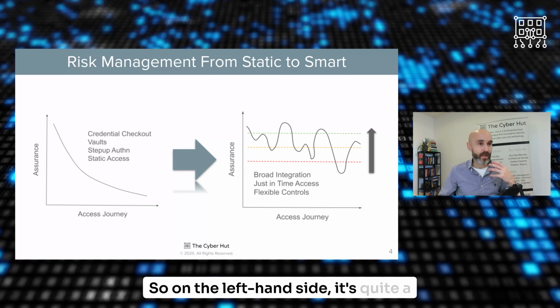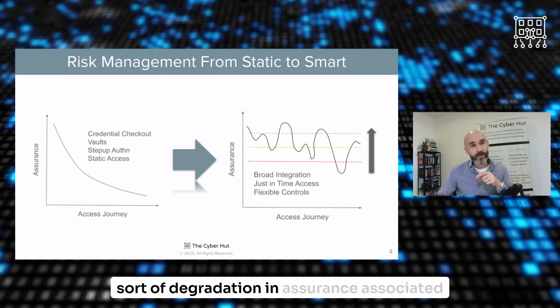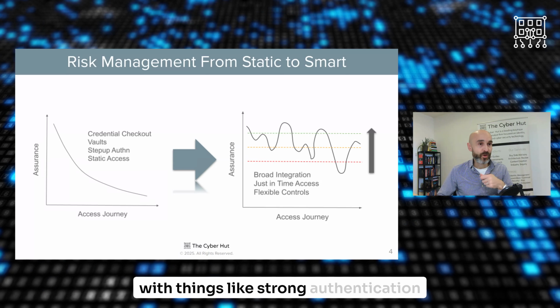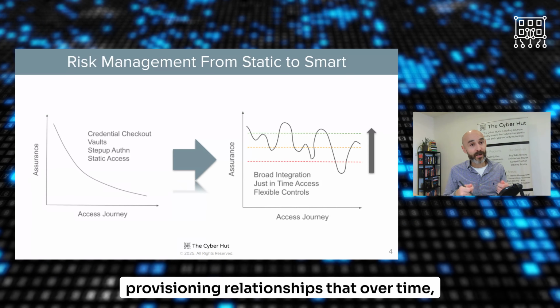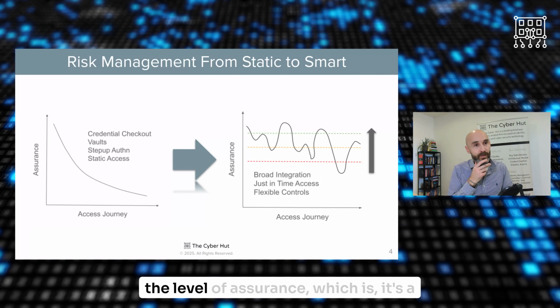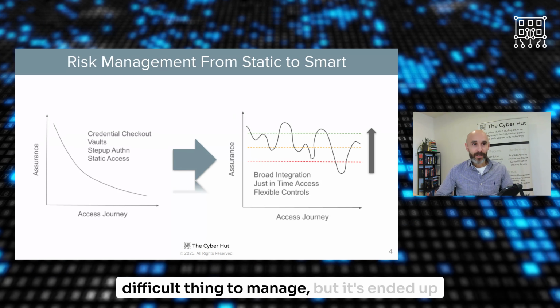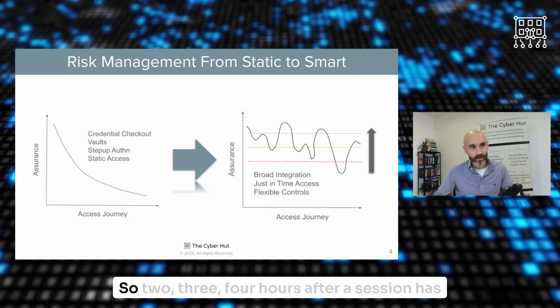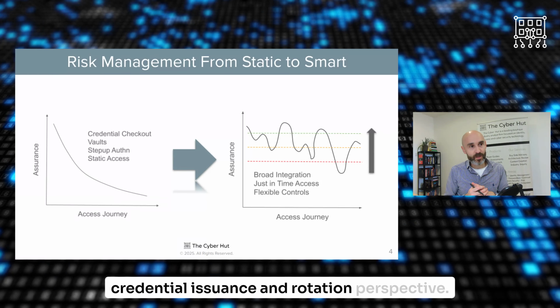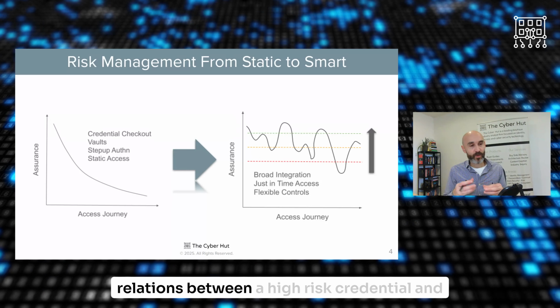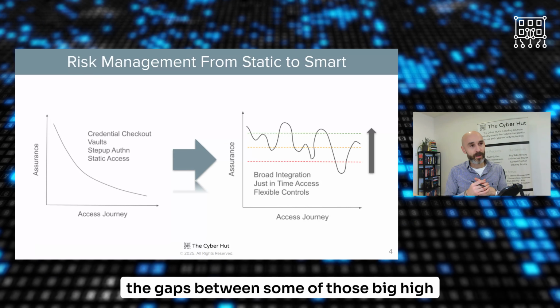And that essentially introduces a whole different approach to how we think about risk. So on the left-hand side, it's quite a well-known phenomenon to have this degradation in assurance associated with things like strong authentication events, checking out of credentials, all of the access management provisioning relationships that over time, the longer an event takes place, the lower the level of assurance, which is a difficult thing to manage, but it's ended up being quite a well-known design pattern. So 2, 3, 4 hours after a session has been issued, clearly we have to start to look at things like step-up authentication. If we're looking at the privileged credential issuance and rotation perspective, again, you want to be having short-lived relations between a high-risk credential and an identity, and looking to shorten and collapse the gaps between some of those big high assurance events, because over time, of course, the assurance starts to degrade.